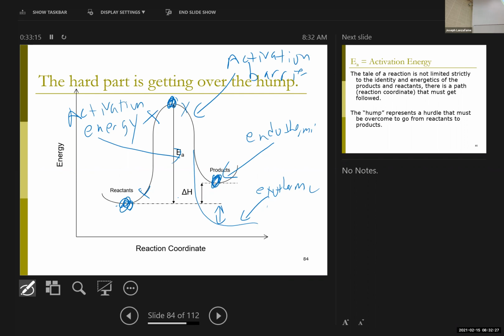There's a big difference between the net energy, which again is the delta H. Even if the delta H is 0, you still have to climb over a mountain to get back to 0. It's easier to stay on the side you're on.